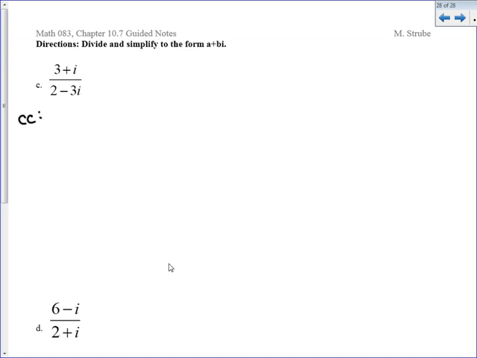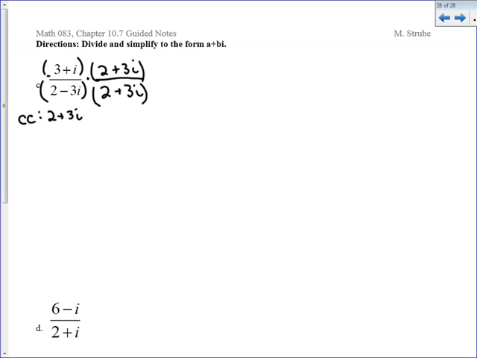Denominator. So my original denominator is 2 minus 3i. So what's my conjugate? 2 plus 3i. Again, it looks like a difference of two perfect squares. You just switch the sign in the middle. So I'm going to multiply by 2 plus 3i over 2 plus 3i. But they each have two terms. Parentheses, parentheses, parentheses, parentheses.